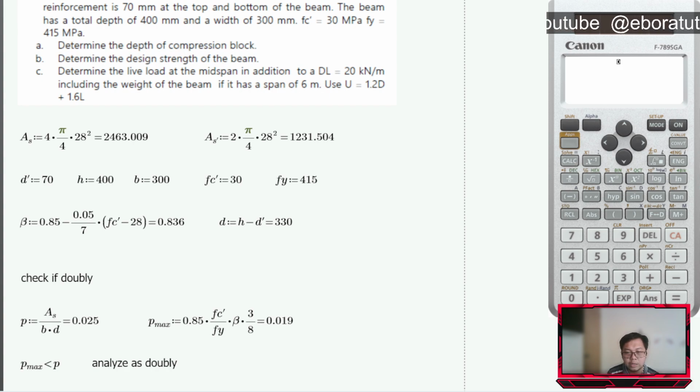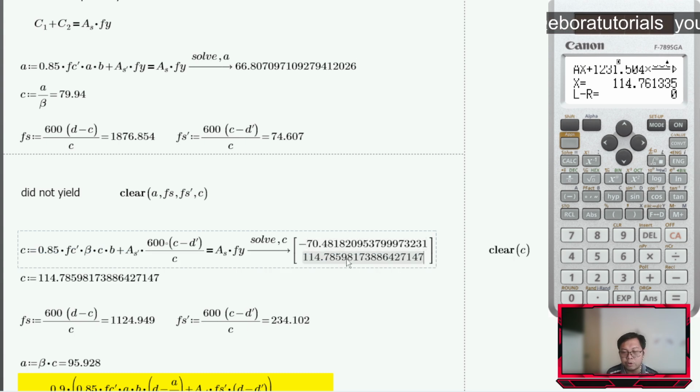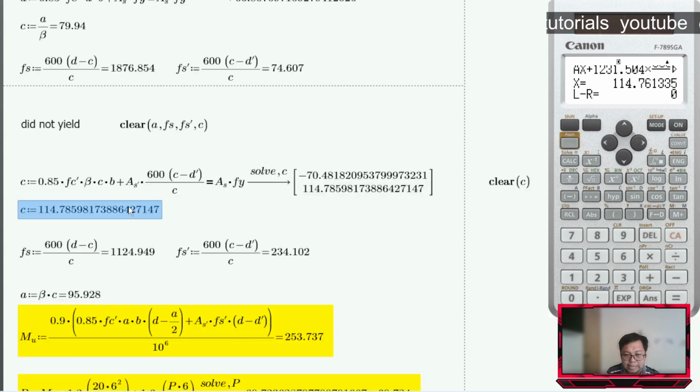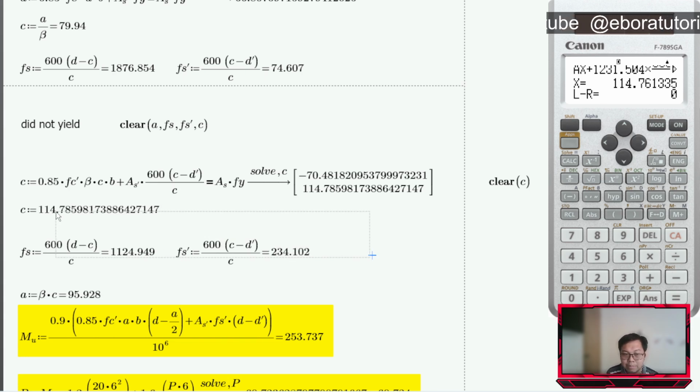And then X is 100. Let's check. There, we have C equal to 114.76, which is correct, 114.786 here. Once you have C, you can now solve for the actual stresses. So, these are our actual stresses, 1124 and 234. This time, your assumption that it did not yield is correct, since 234 is less than 415.